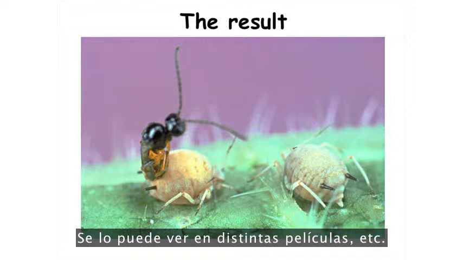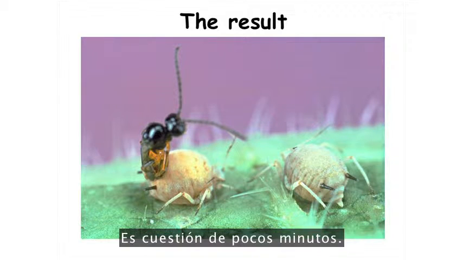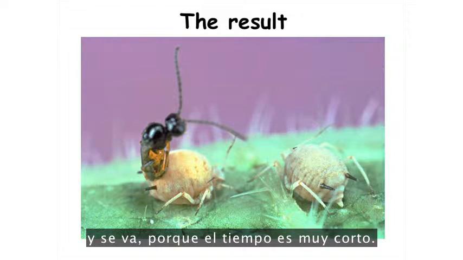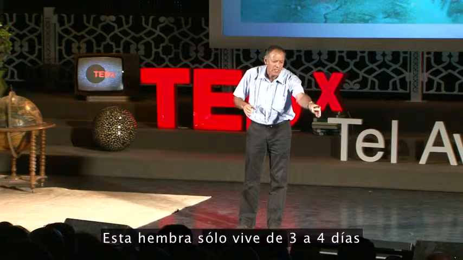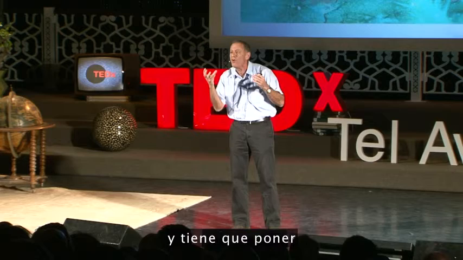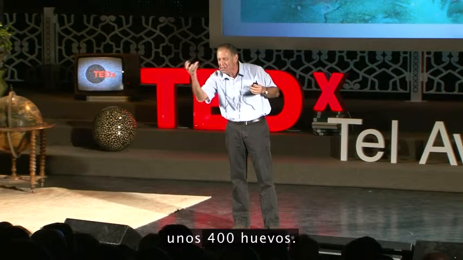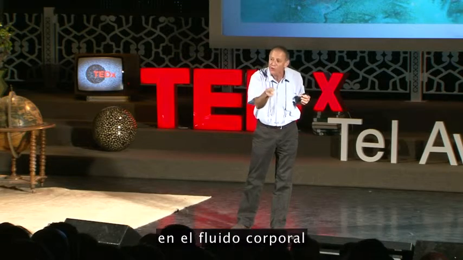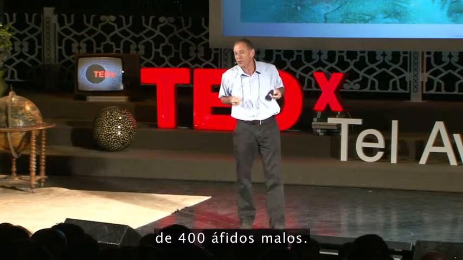You can see this, by the way, in different movies, etc. And it takes just a few minutes, and if this is a female, she will immediately mate with a male, and off she goes, because time is very short. This female can live only 3 to 4 days, and she needs to lay around 400 eggs. That means she has 400 bad aphids to put her eggs into their body fluids.